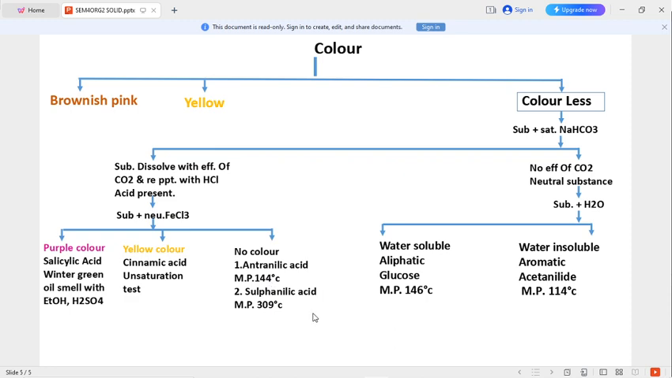So see friends, this is the way of bifurcation on the basis of color and a couple of tests for any substance, and you can easily identify which compound is given to you. If you apply smart work, then your time will be saved and you will accurately identify your substance. One more thing, out of these 6 colorless compounds, the only water soluble, aliphatic compound is glucose. So that way also you can identify and differentiate it.